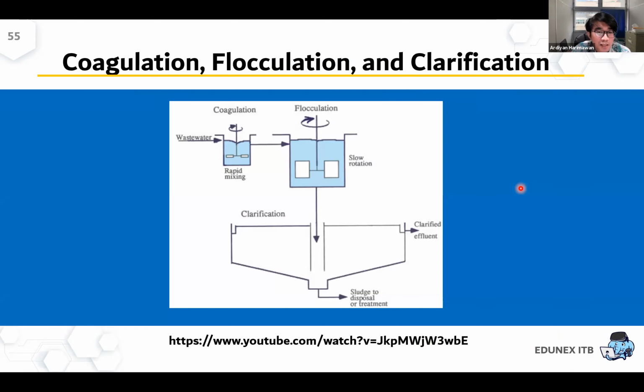Okay, the next one will be coagulation, flocculation, and clarification. So basically, this one is the process of adding more chemicals. Previously, in the sedimentation, the separation of the solid from the water was mainly because of the gravitational force. But in this process, the coagulation, flocculation, and clarification, you add more chemicals and provide mixing. In the sedimentation, you do not provide mixing, it's just water flowing. But in this coagulation, flocculation, and clarification, you will have mixing.